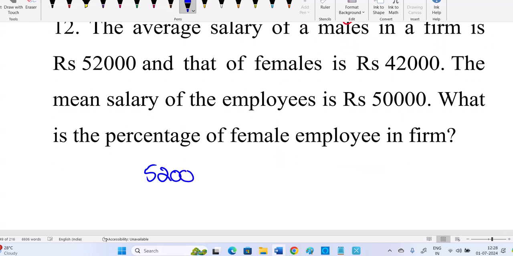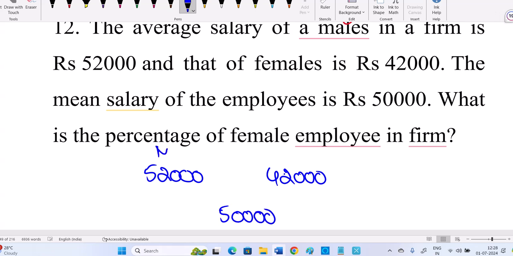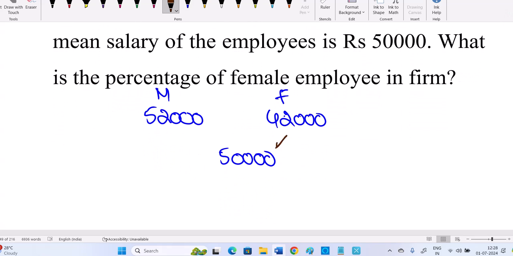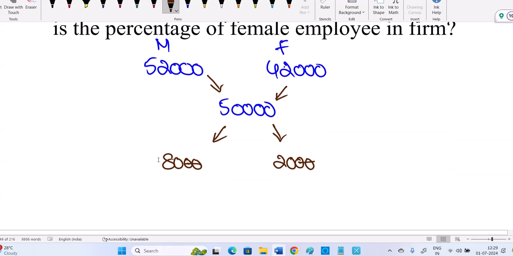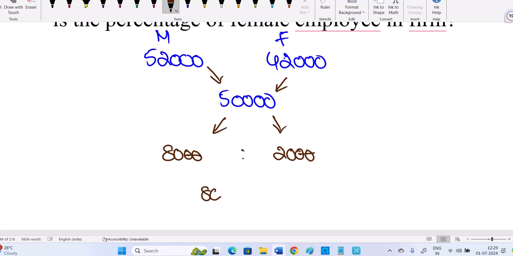Male 52,000, female 42,000. Don't worry, I'll tell you how to handle this with respect to average also. Employees 50,000, take the difference, put it on the opposite side. This difference 8,000, this difference 2,000. I'm just eliminating hundreds only. 80 and 20. What is 80 plus 20? 100, right? So I can say male is 80%, female 20%.